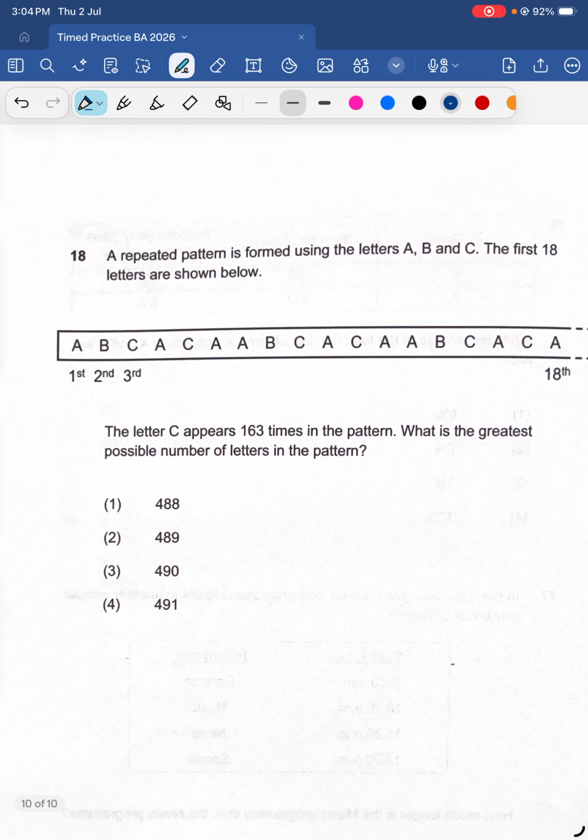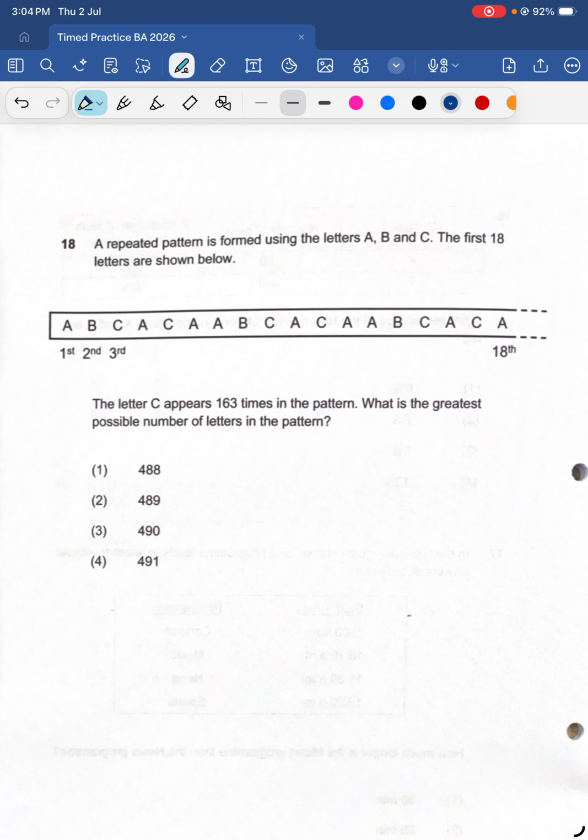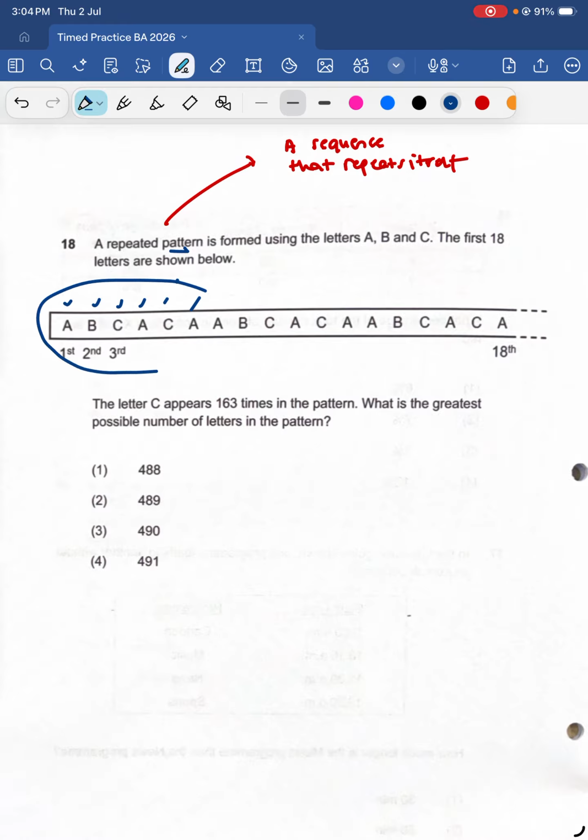Last but not the least, pattern question. I think in class we have learned what is a pattern. A sequence that repeats itself. And many of you can find the pattern for me. You can tell me it is A, B, C, A, C, A. A, B, C, A, C, A. So many of you can tell me the pattern is here before it repeats again. And you can also tell me that there are 6 letters here.